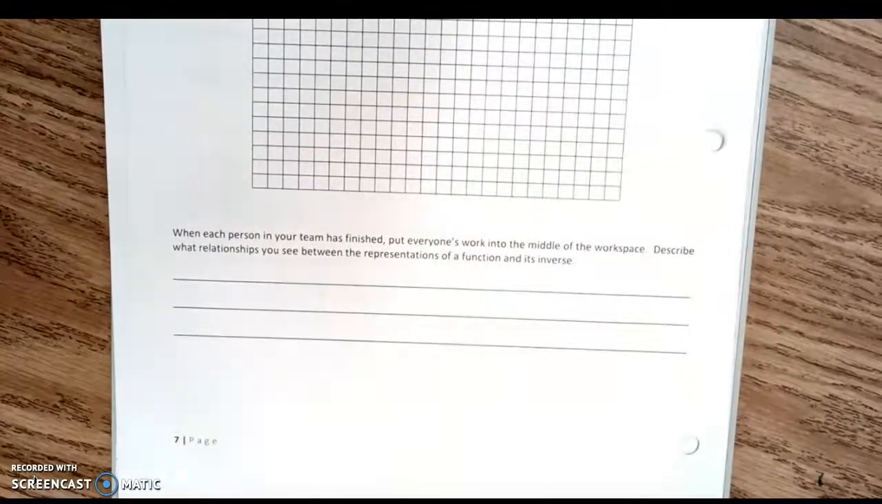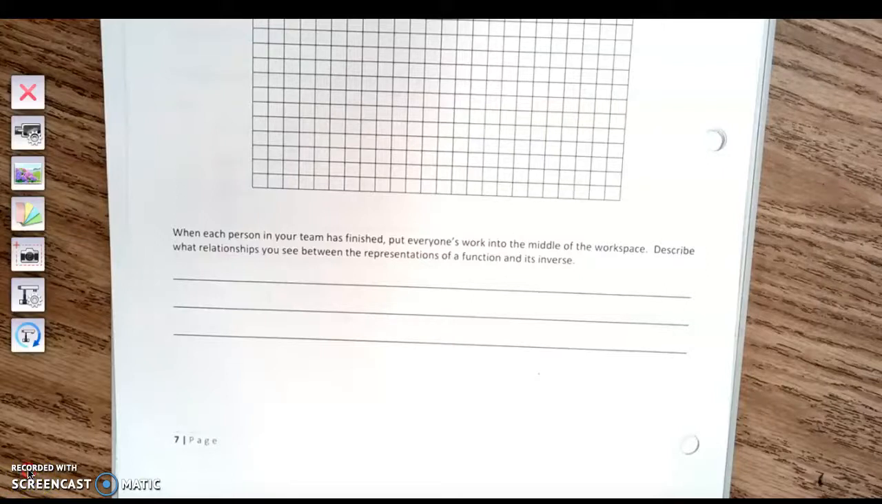When each person in your team has finished, put everyone's work in the middle. So you're going to put them all in the middle, and you're going to look at them. Something should pop out to you. There should be something that all of them have, okay? Describe what relationships you see between the representations of a function and its inverse, okay? You should have something happening with all of them. If you don't, call me over and we'll check them. But you should, at that point, have verified that it worked, right?